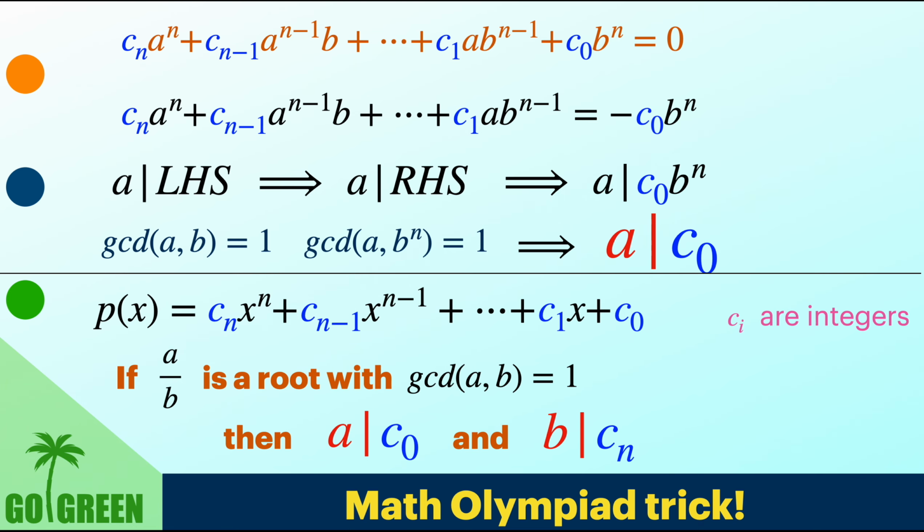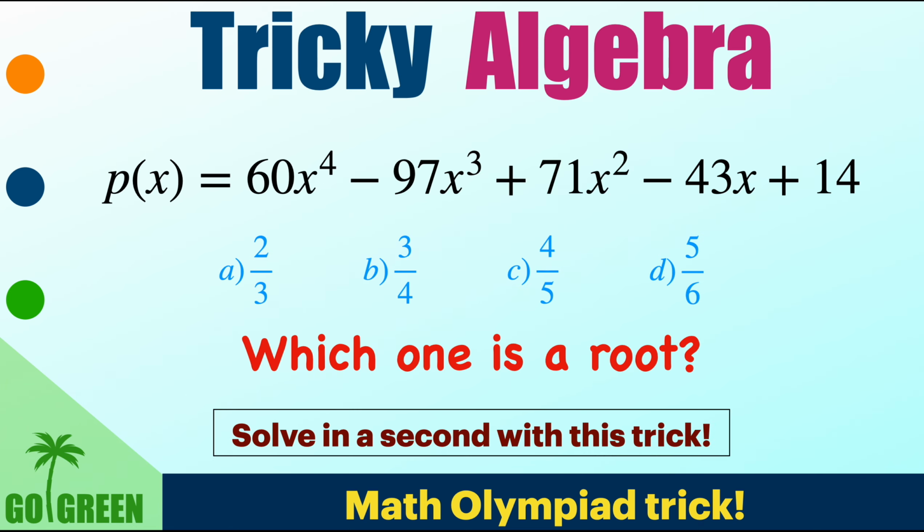Okay, let us go back to the first slide. So this polynomial is given. Just check whether this is a polynomial with integer coefficients. Of course, yes: 60, 97, 71, 43, 14. All are integers. Fine. Now, all the options here, you can see that GCD is 1 because GCD of 2 and 3 is 1, GCD of 3 and 4 is 1, and so is it for 4 and 5 and 5 and 6. They are just consecutive integers. Therefore, GCD of them is always 1. So all of them satisfy GCD of a and b equal to 1.